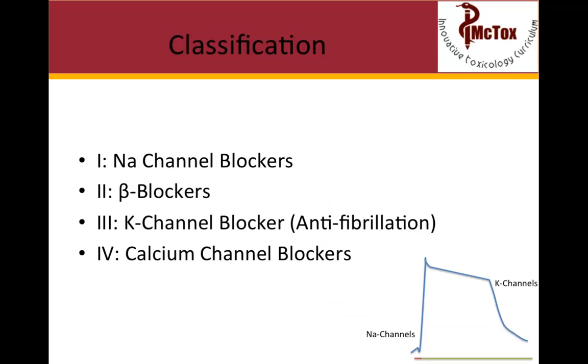Moving on to the other classes. Class 2 are beta blockers and Class 4 are calcium channel blockers, and both are going to be discussed in the basic antidotes module and therefore will not be reviewed here.